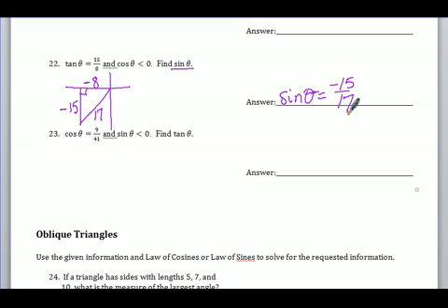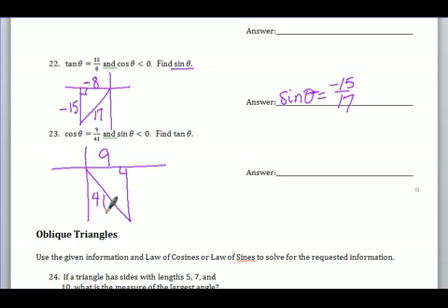Number 23, cosine is equal to 9 over 41, and sine is negative. This means that cosine is positive, which means I'm going to be in quadrants 1 or 4. If sine is negative, that means it has to be in quadrant 4. So here's my reference triangle in quadrant 4. Cosine is x over r. X side is 9. The r is 41.